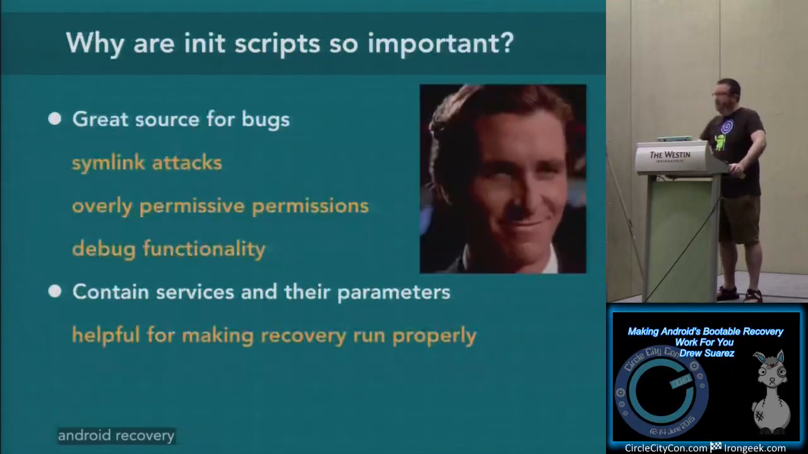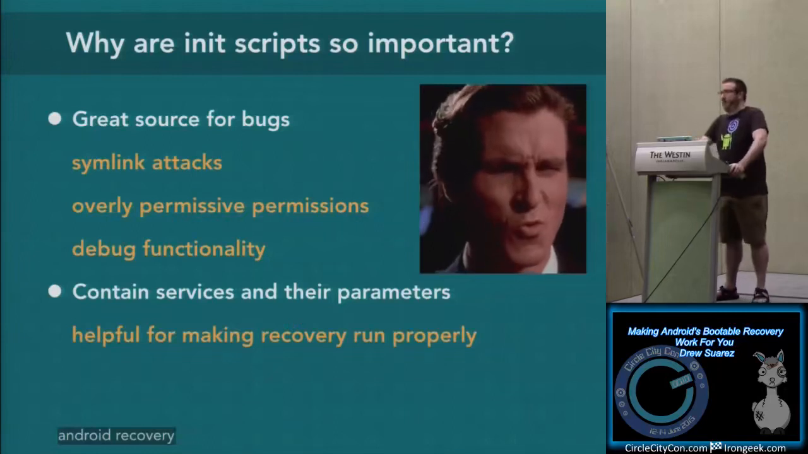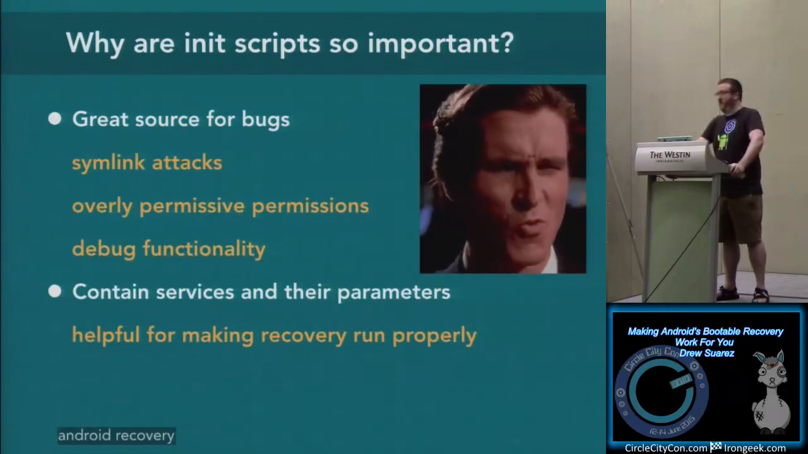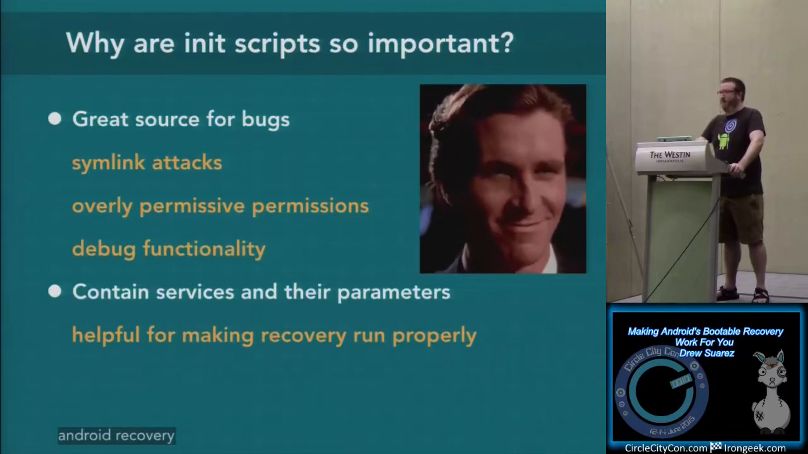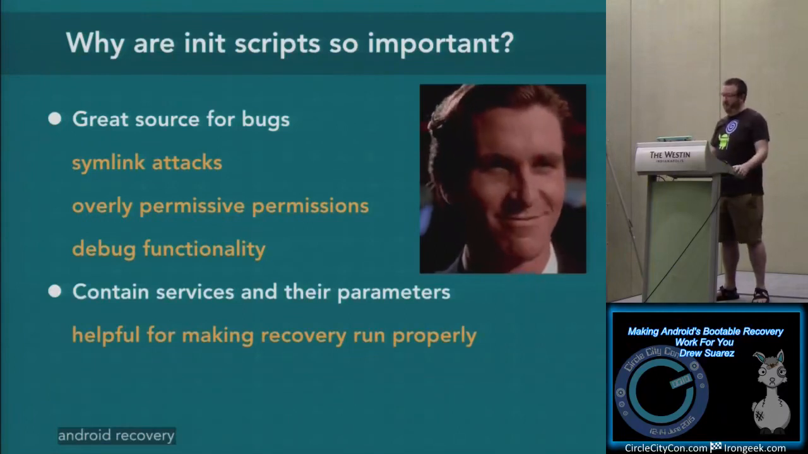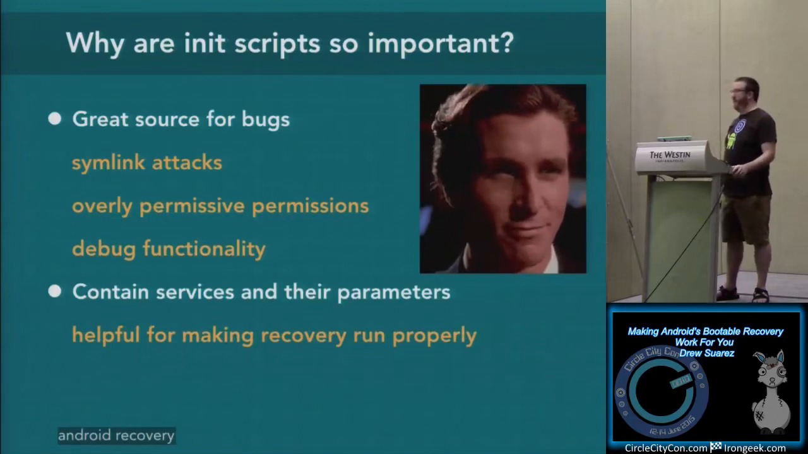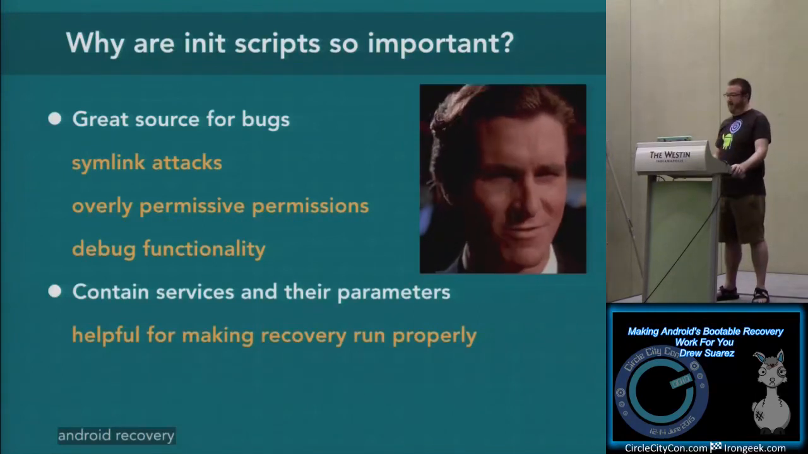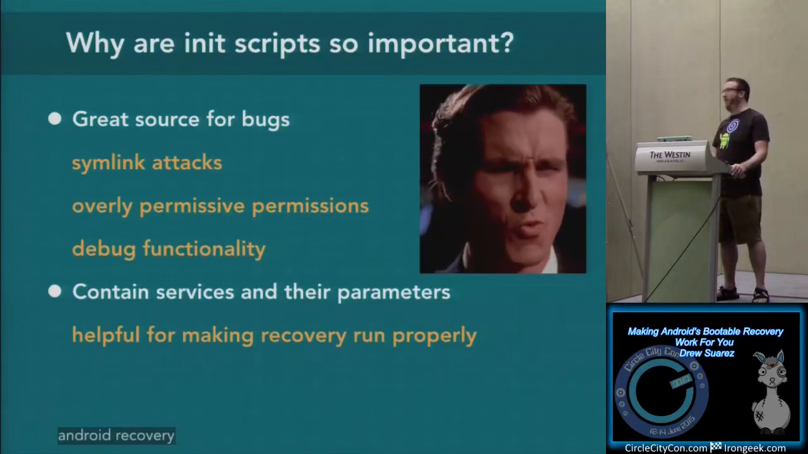So why are these init scripts so important? As I mentioned, this is an amazing source of bugs. People make terrible, sloppy mistakes in these files, especially on older devices. Some of these hilarious 90s Unix bugs are back, like symlink attacks, way overly permissive files, exposed debug functionality, all sorts of stuff like that. It also contains the services and the parameters for init for certain things that need to run properly, so sometimes you have to account for these things. Everything is a hack in these, so sometimes you just have to do what they're doing in order to make things work properly.